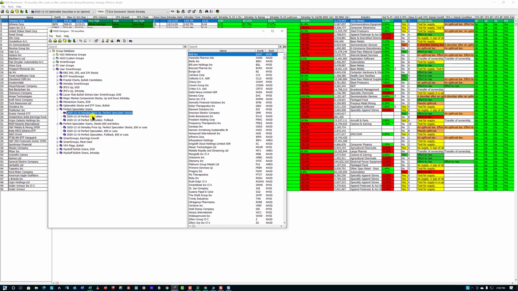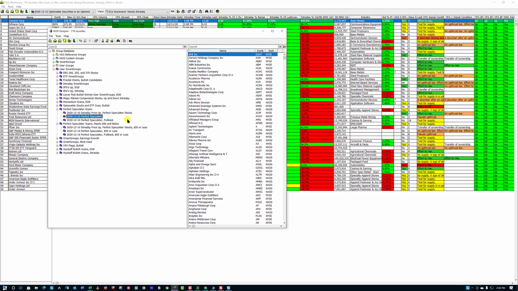Now I'm going to go up here and click on Perfect Speculator. You can look up here at the top and you can see that there are 710 of these. That indicates a strong market, although the market has been weak the past few days. These are stocks, if you'll recall, that have had a 52-week or a 3.25-year high within the past 15 calendar days, which generally equates to the past 2 weeks of trading days.